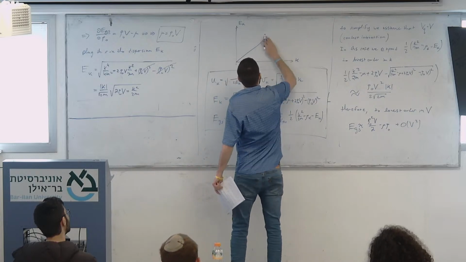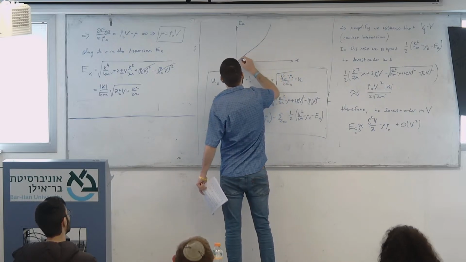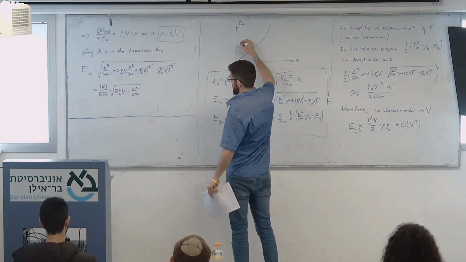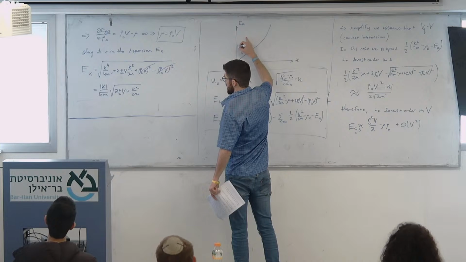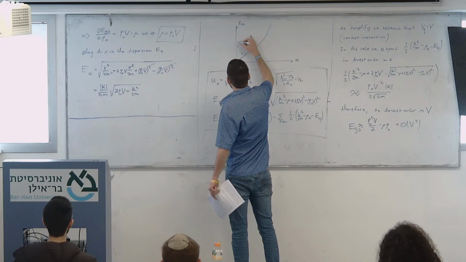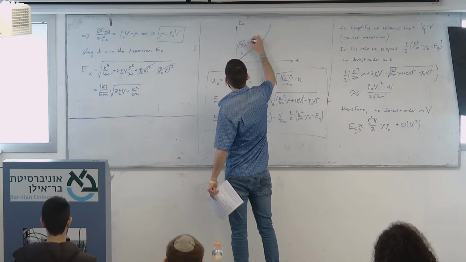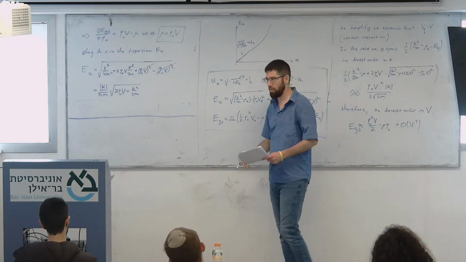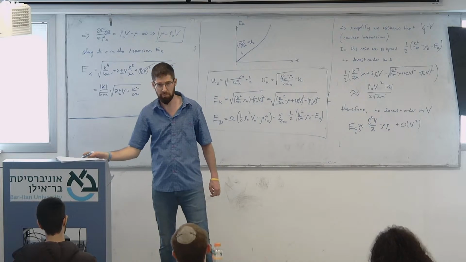Okay, so here it's basically parabolic, and here it's linear, where the slope is like the square root of rho naught v over m. This is the velocity of these quasi-particles.